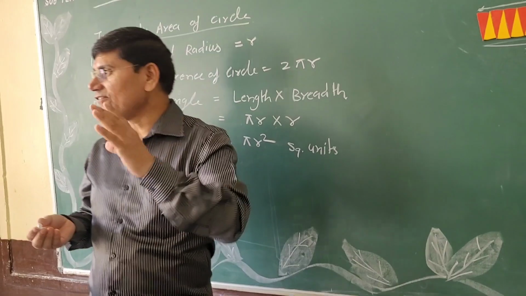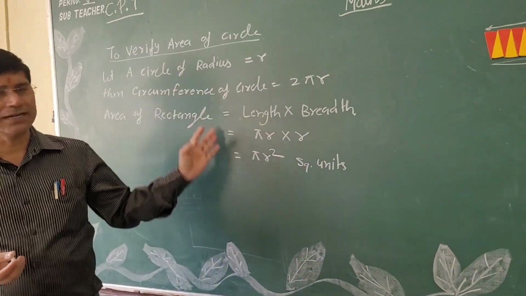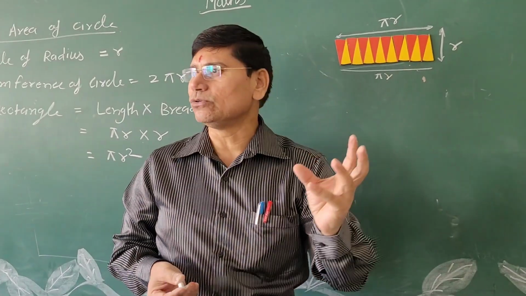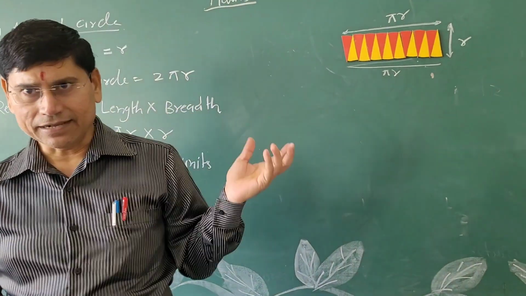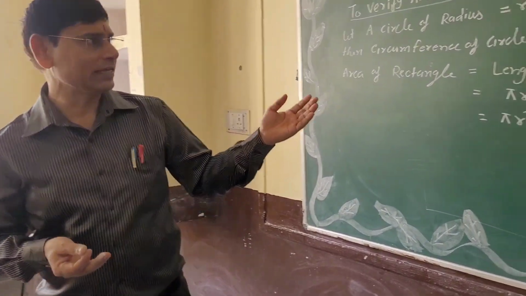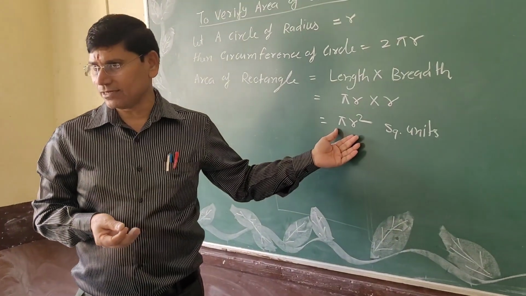So here we have verified the area of the circle through the activity. The whole circle is converted into a rectangle, and to find the area of the rectangle, we can calculate the area of the circle.